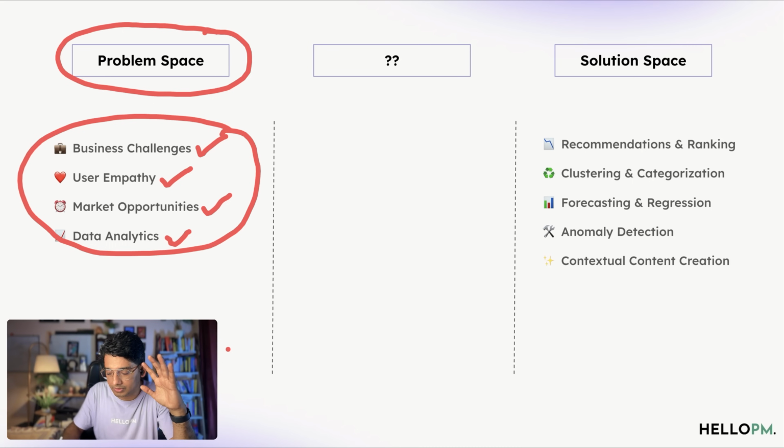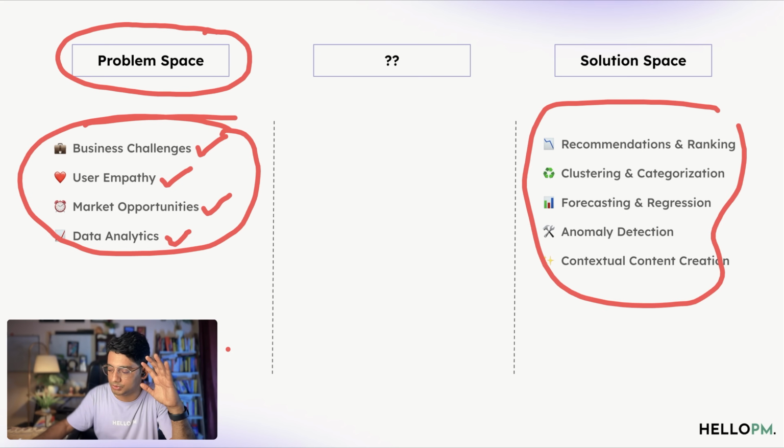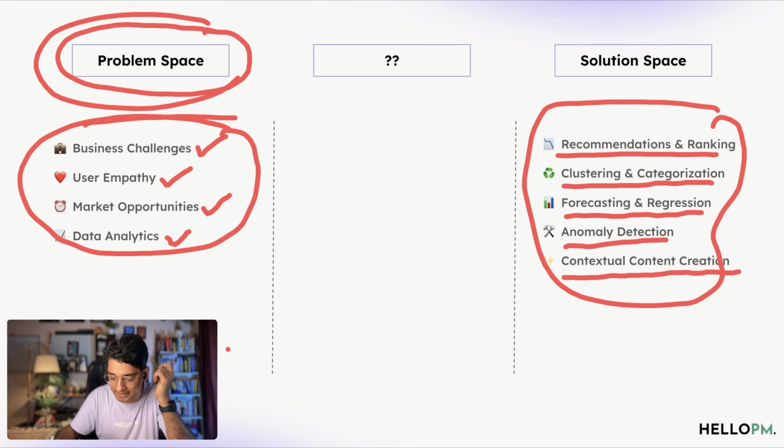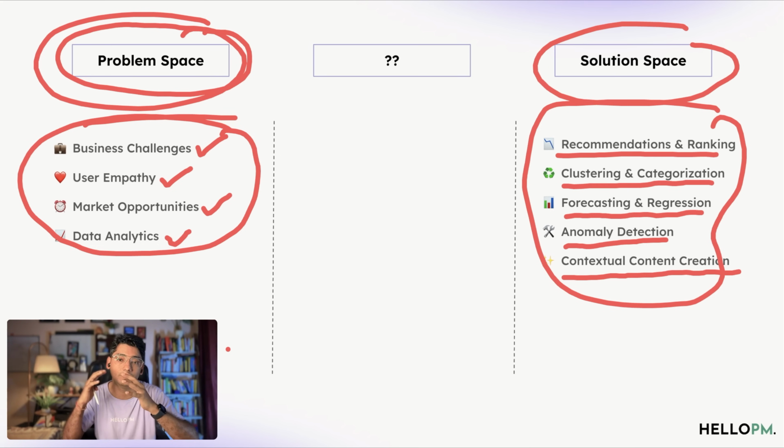Right? Now you have these business opportunities, and now there is the solution space. Solution space, as in what is it that AI can do for you right now? AI can help you build recommendations and rankings, clustering and categorization, forecasting and regression, anomaly detection, and the most popular these days, contextual content creation, which is also called Gen AI. Okay, now you have the problem space, you have the solution space. How do you merge them together in order to build AI products?